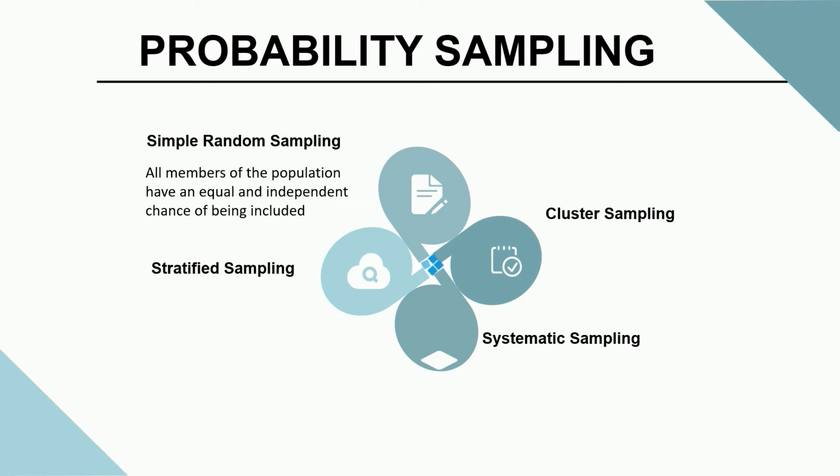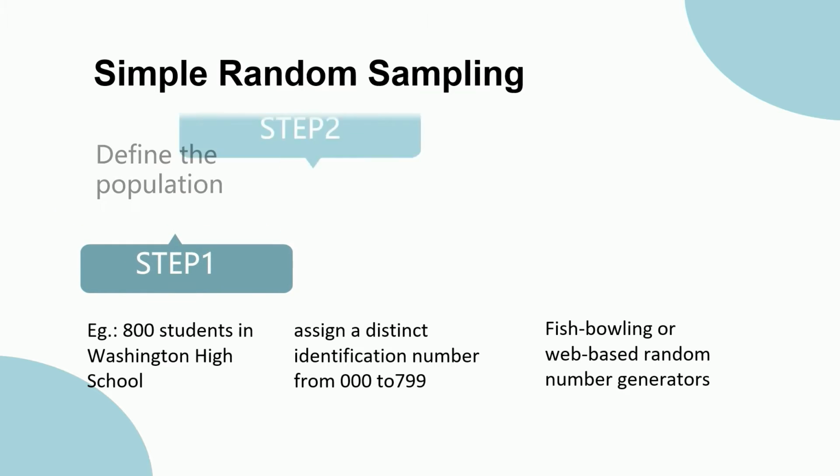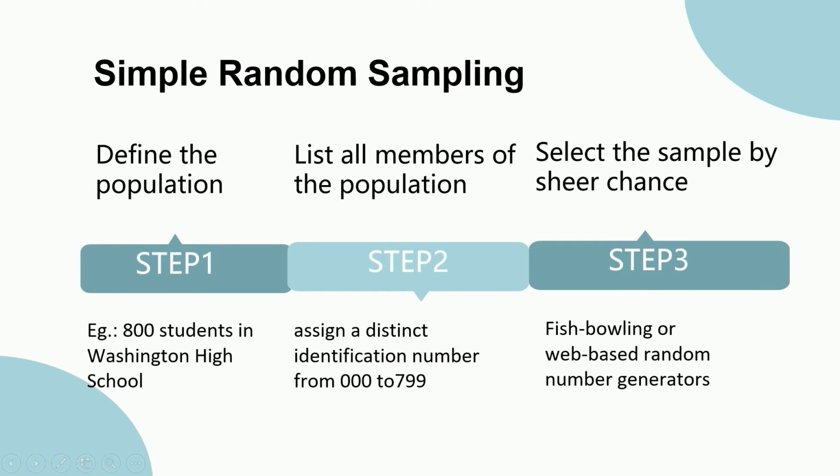There are 4 steps in simple random sampling. The first one, define the population. Here, in the previous case, 800 students in Washington High School is the population. Step 2, list all the members of the population. For identification purposes, we would assign a distinct identification number to each individual in the population. We use a number from 000 to 799 for this purpose. Each individual must have an identification value with the same number of digits as every other individual.